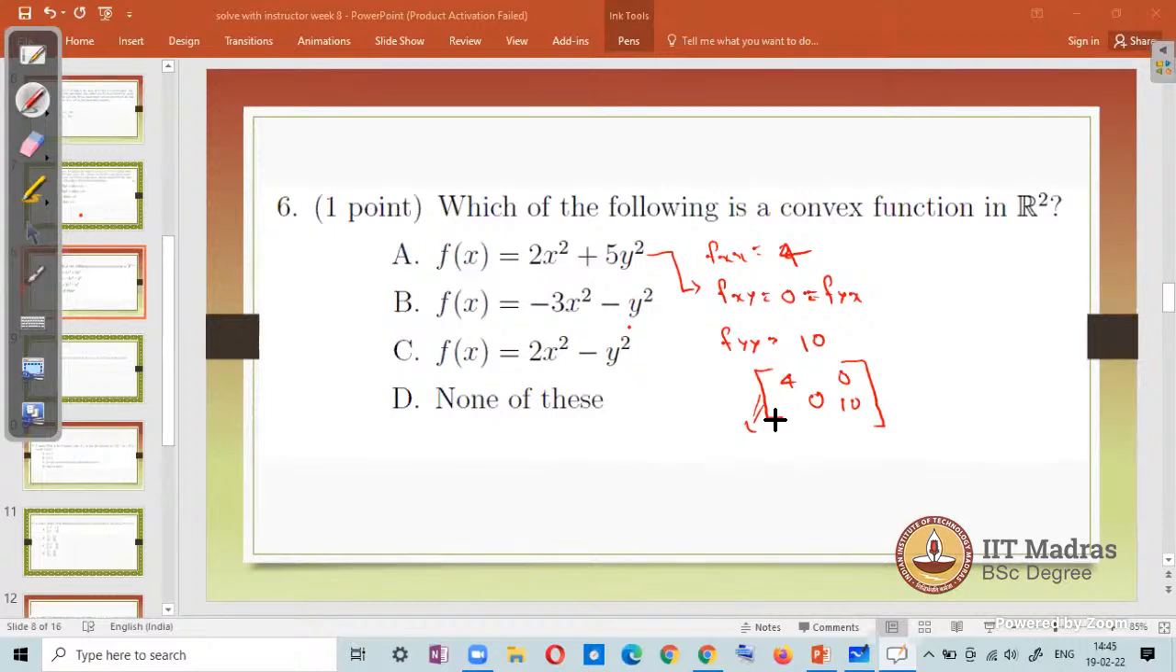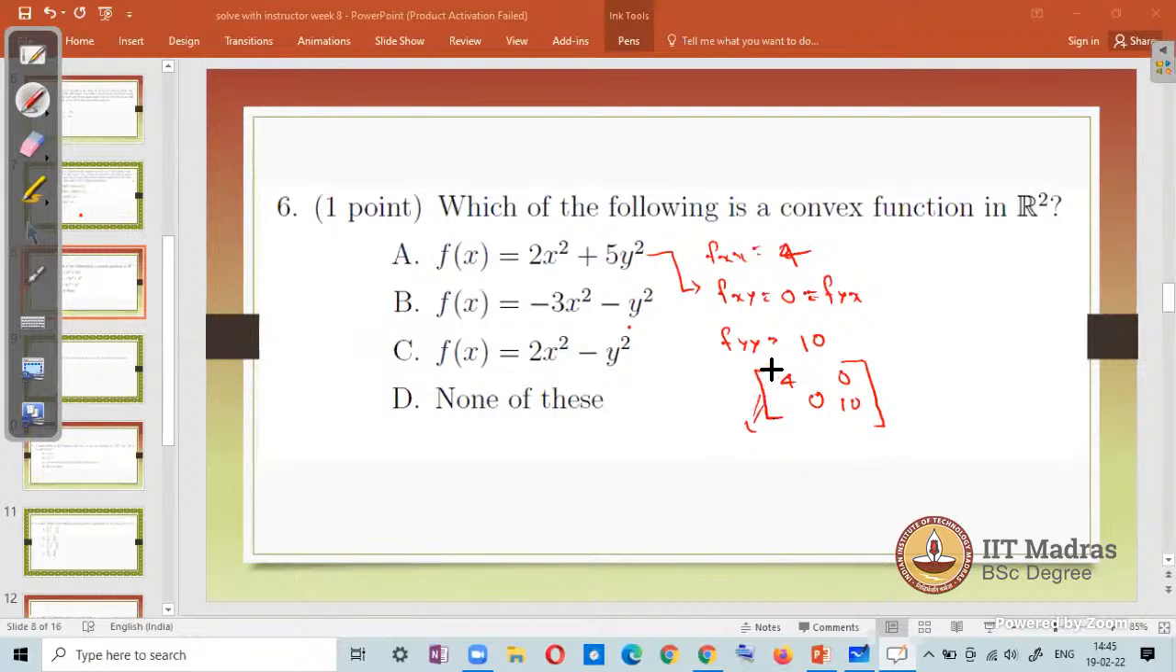Another way, the easiest way, is differentiation. If we double differentiate the function and get a positive value, then it will be a convex function. Yeah, double differentiation is just a part of this one only.